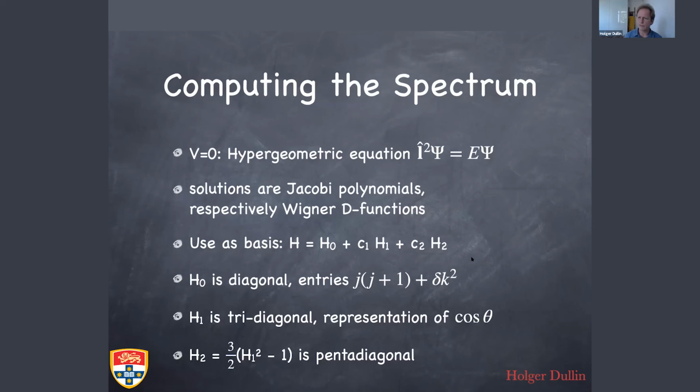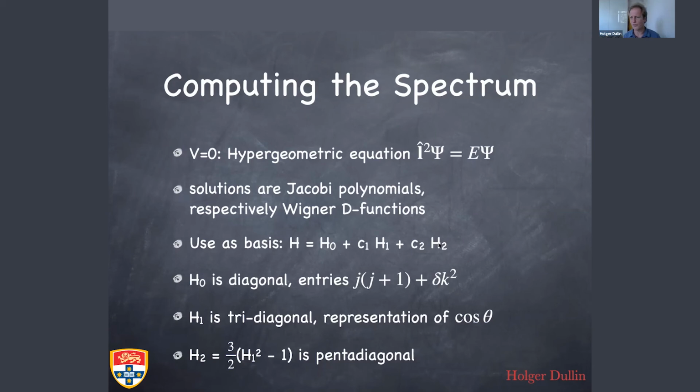It's a trivial shift of the whole spectrum for fixed K. Then C1, so this is cosine theta. Now you have to basically just find a representation of cosine theta in terms of Wigner D functions that had been known. And then we just observed, well, here we have cos squared theta. And if you look at the second Wigner function, then you get an explicit formula for H2 in terms of H1. Which is kind of cute because it's pentadiagonal, right?